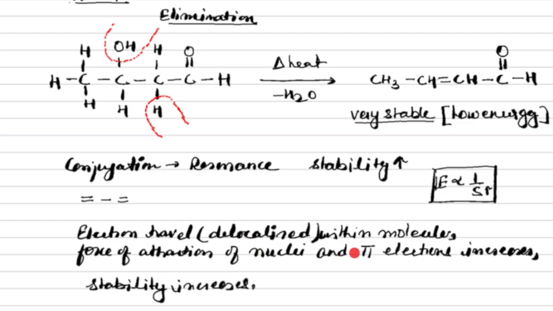Now think about what I've said. These pi electrons are free to move, so they will see different nuclei: this carbon's nucleus, this carbon nucleus, and they will interact with this carbon nucleus also, and with this oxygen nucleus also. So they have many nuclei to interact with, and the force of attraction between these nuclei and the pi electrons will increase. That will reduce the energy of the molecule, or increase the stability of the molecule.